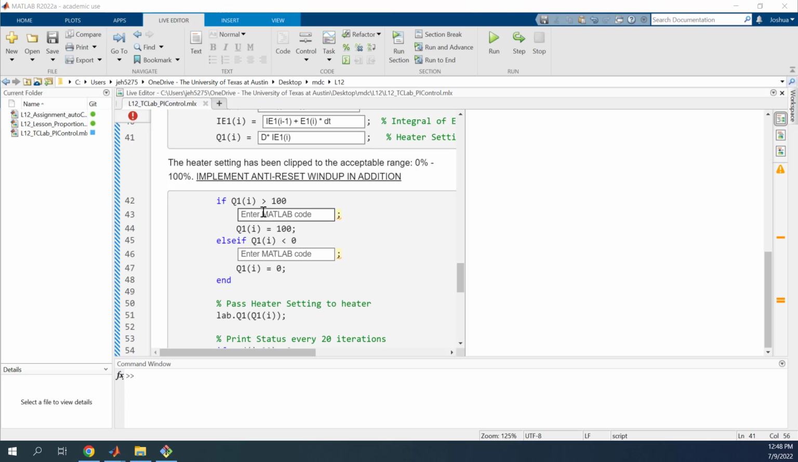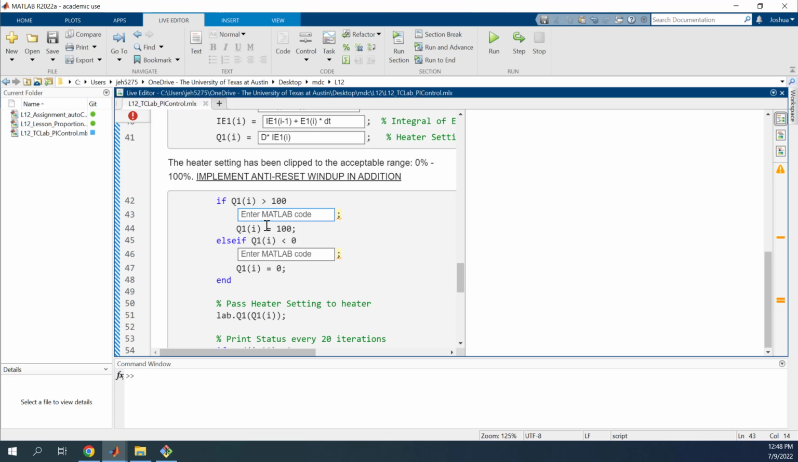Go ahead and get rid of the drawing. So how are we going to do that? Well, first, here we have the clipping already happening. We're saying Q equal to 0 or 100 if it's over 100. We're also going to implement anti-reset windup by saying we're not going to add anything to the integral of error if we're in these situations.